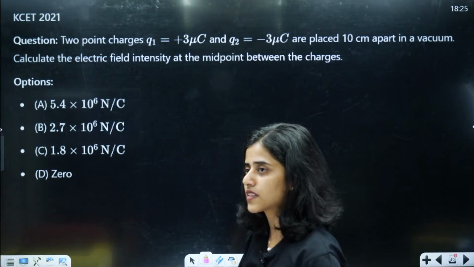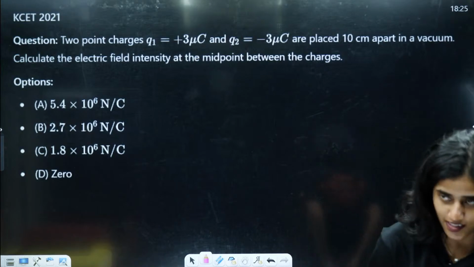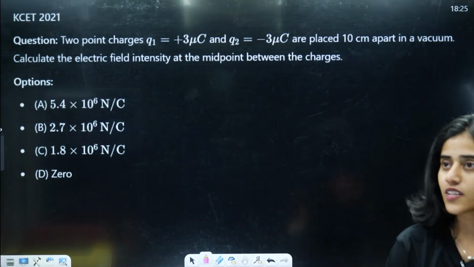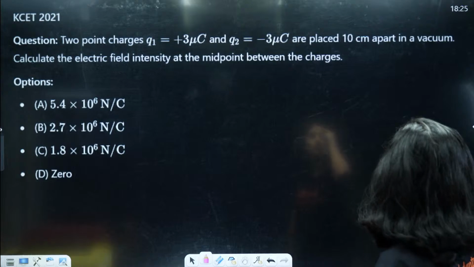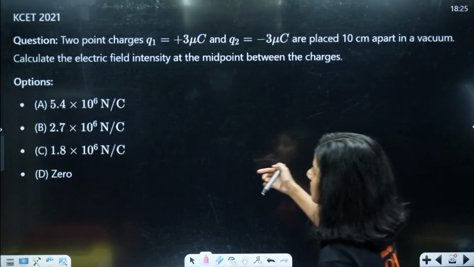Pragnya, got it, ma'am. Thank you. Okay. Hi, Aradhya. Yes, let's move on to the next question. Here you have 2 point charges, Q1 and Q2. They're placed 10 centimeters apart. You have to calculate the electric field intensity at the midpoint.